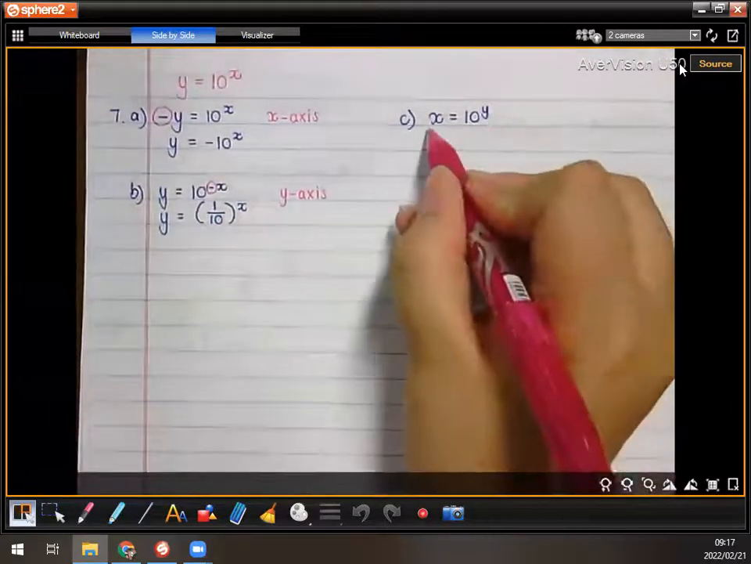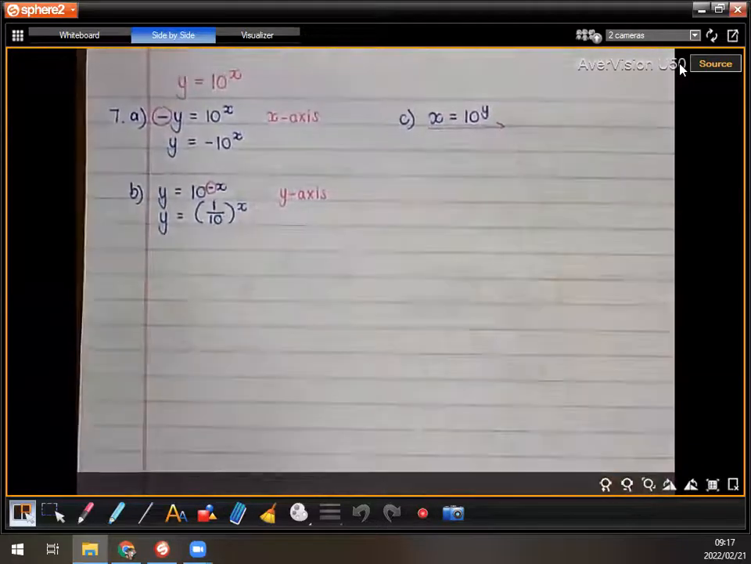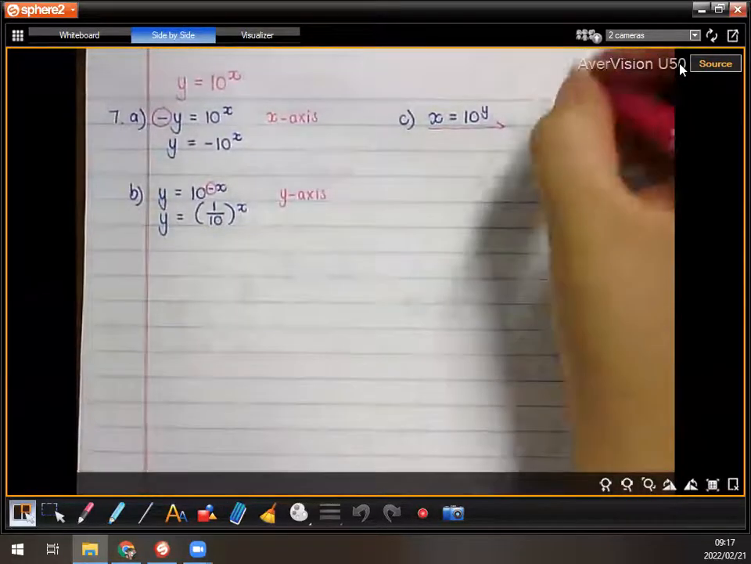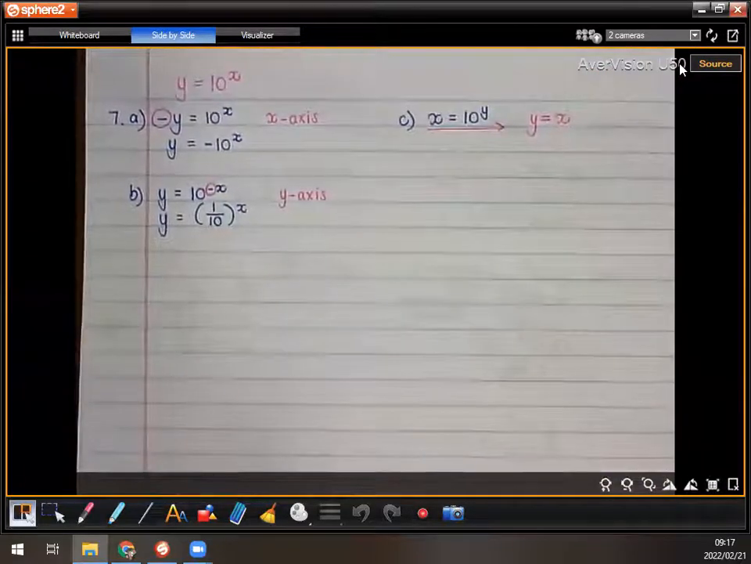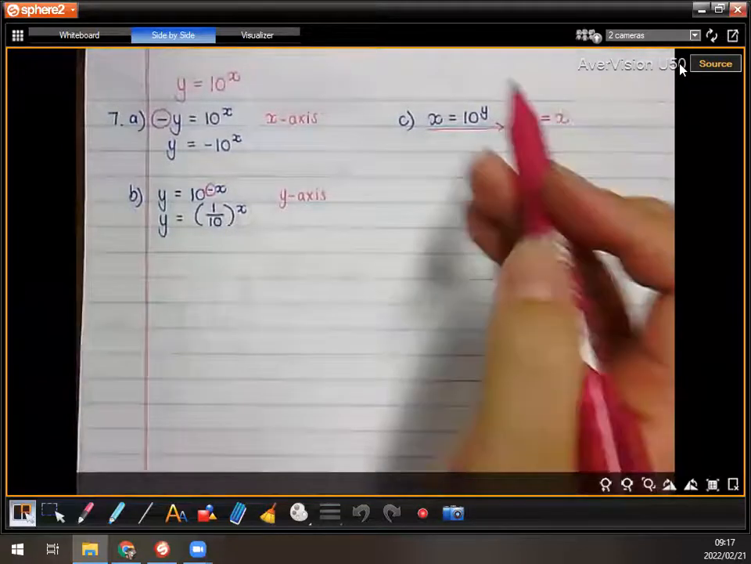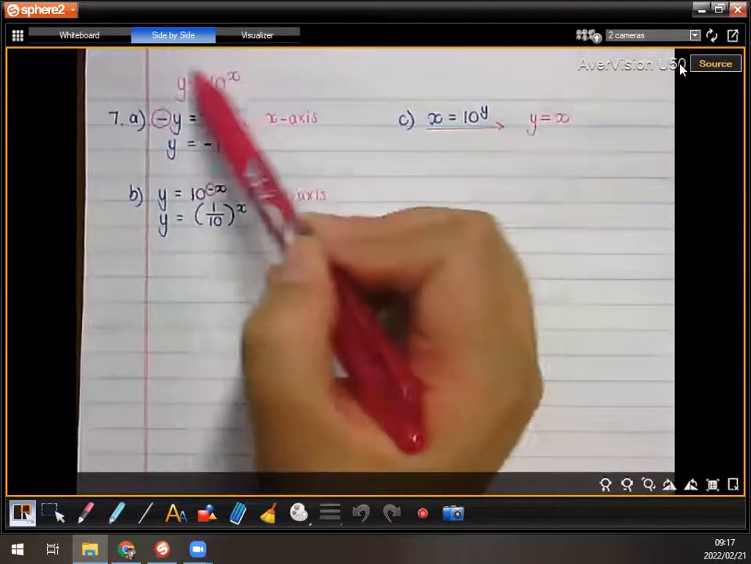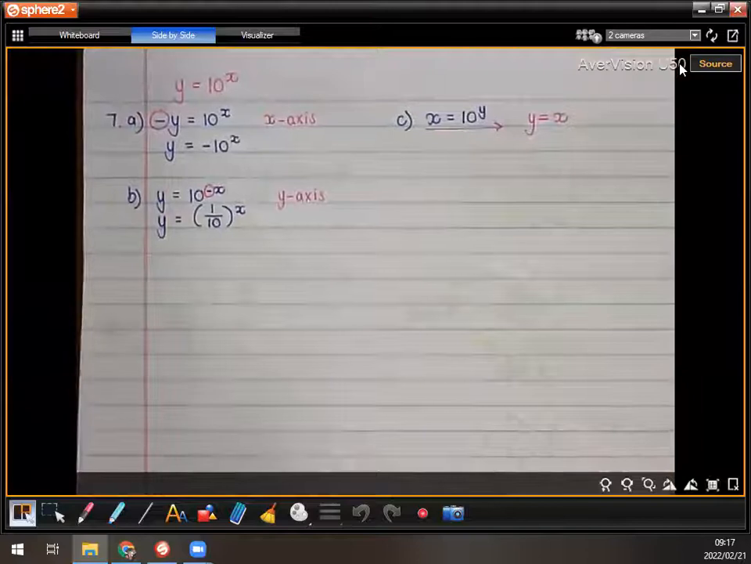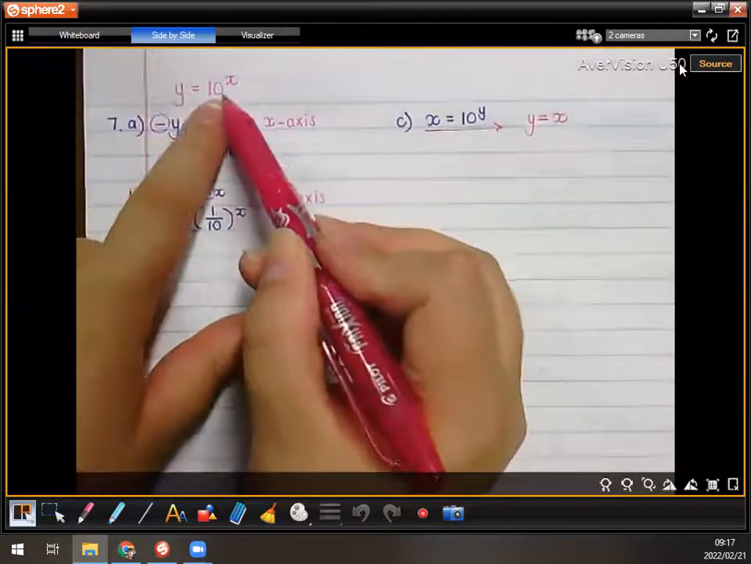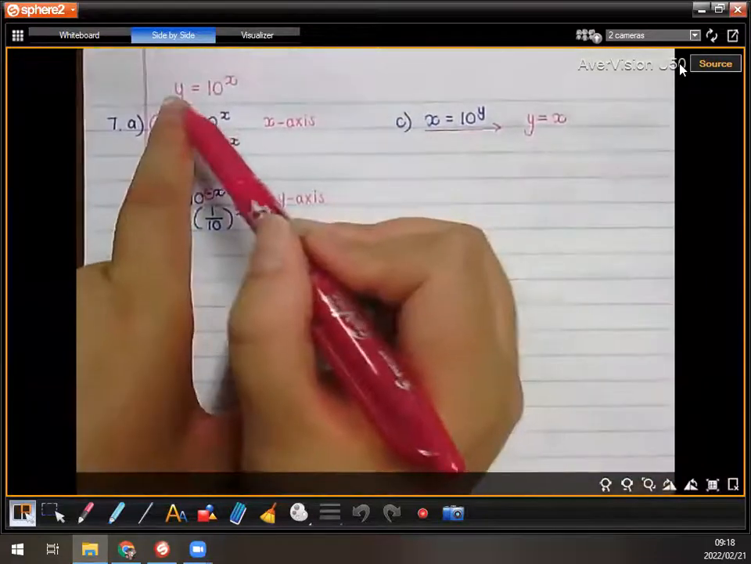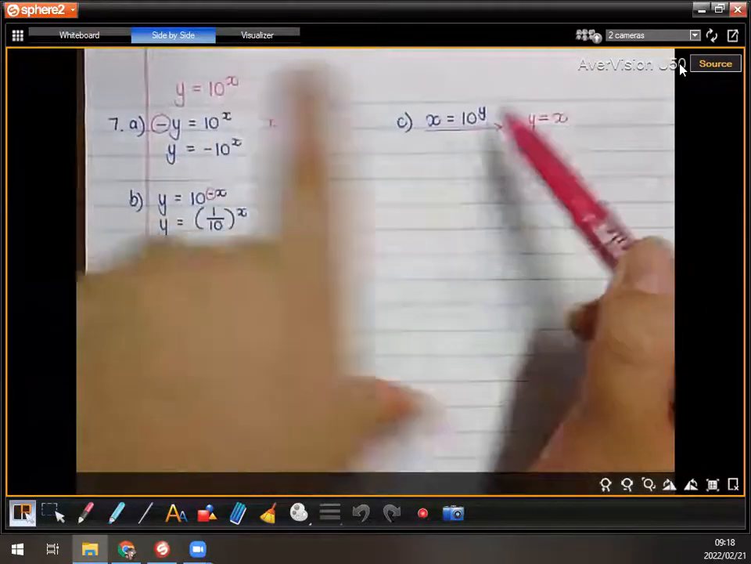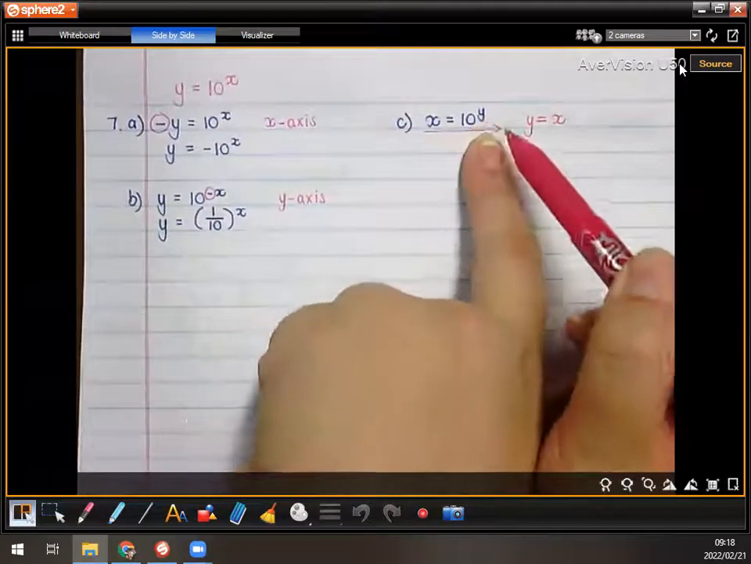And then for C, we're going to discuss this further today. In C, they asked you to write the equation when you are reflecting this in the line y equals x. All right, so when you are reflecting anything in the line y equals x, you just swap x and y around, right? So y equals 10 to the x is going to become x equals 10 to the y.